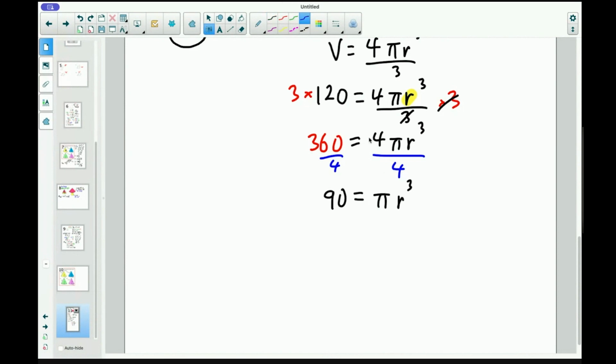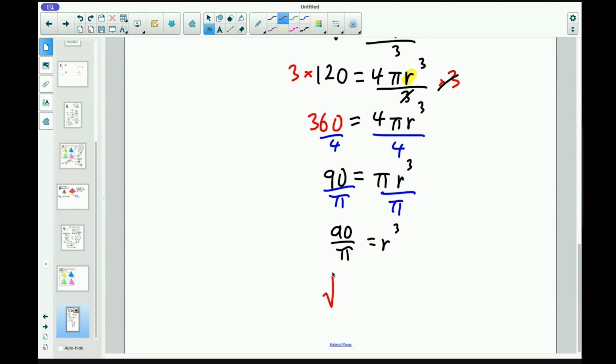And then I'm going to divide by pi. I'm going to divide by pi. And I'm actually just going to leave this as 90 divided by pi. And that will give me r cubed. And my last step is to take the cube root of both sides. So take the cube root of both sides, and that's equal to my radius.